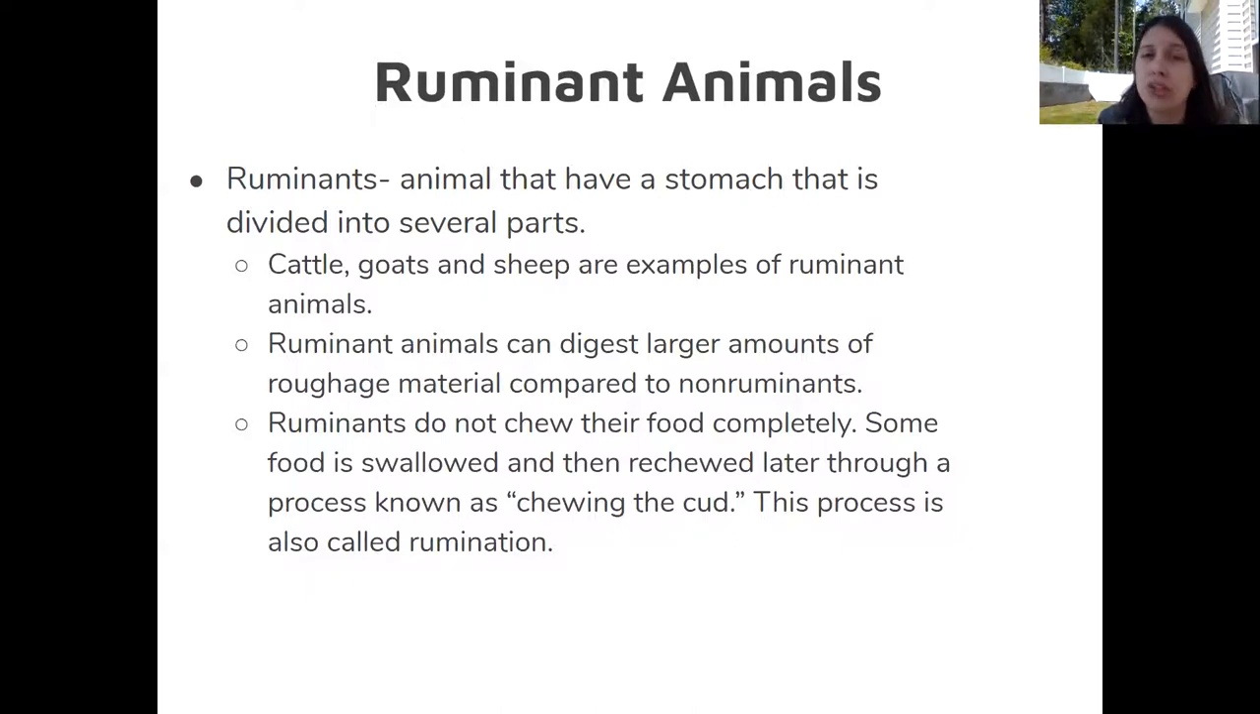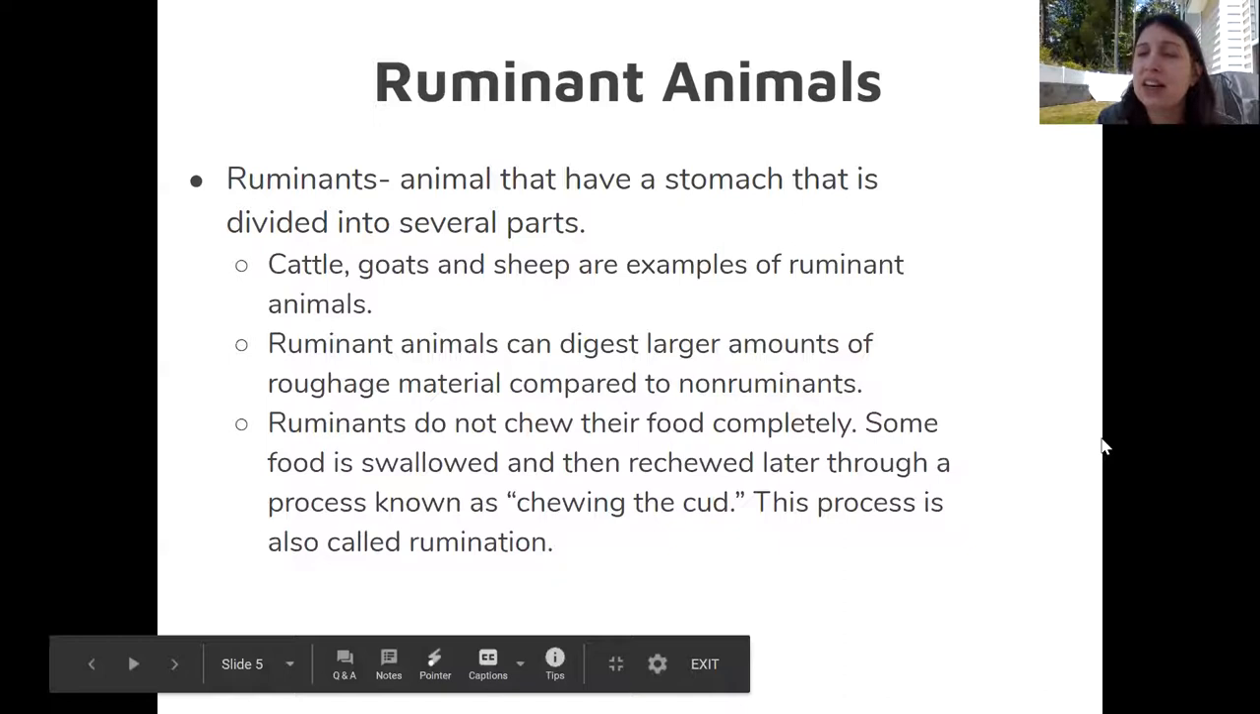It's called rumination, which is why they're called ruminants. If you say you want to ruminate on something, that means you want to sit there and think on something for a while. So when cows ruminate, they're sitting there and chewing their food for a while.